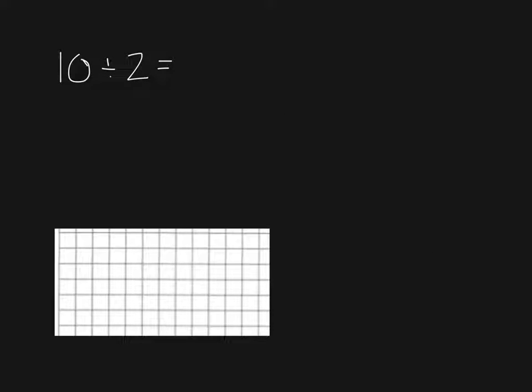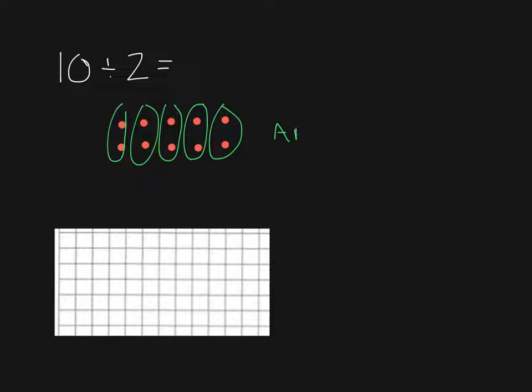So our first problem is 10 divided by 2. And if we were to solve this as an array, I would take the number that I'm dividing by, which is 2, and I would start by making 2 rows. And then I would keep adding dots until I got to a total of 10 dots. And then you can see these 10 dots are divided into groups of 2. So this is my array model. And when I look at this, I can see that 10, when it's divided by 2, I end up with 5 equal groups, and I don't have any left over.